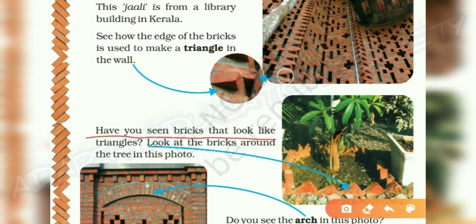Have you seen bricks that look like a triangle? Here they are asking us the question. Have you ever seen bricks like this in the shape of a triangle? Yes, we have seen them in the garden, right children? Here they give us a picture. Look at this picture, right? It looks like a triangle. They arrange the bricks in such a way that it looks like a triangle.